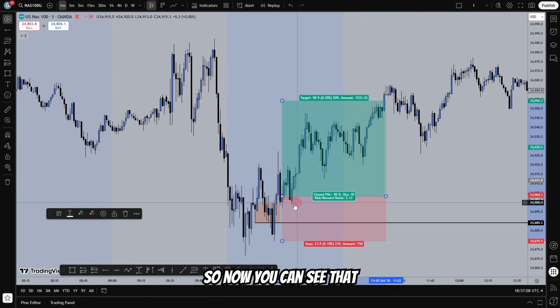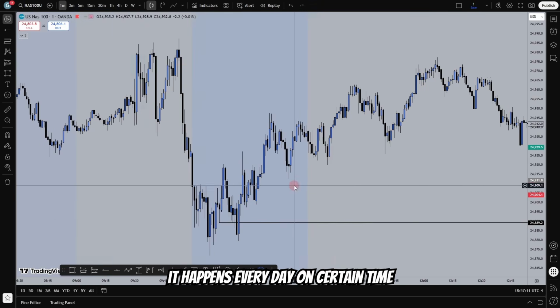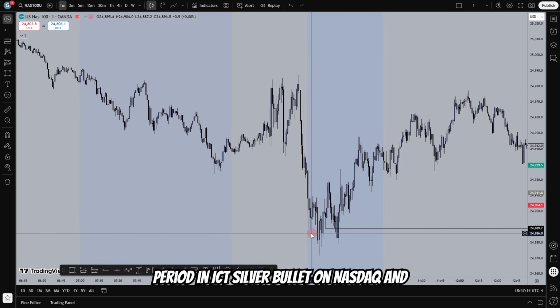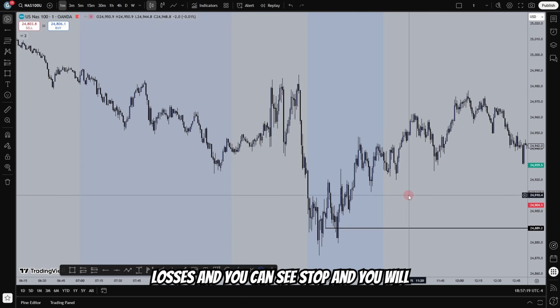So now you can see that it happens every day in certain time periods in the ICT silver bullet on Nasdaq, and you should know where the stop losses are. You will also take losses in the beginning. It's not like you will just start making profit, but slowly, if you stick with this one strategy, eventually you will start making profit from it. You need really good risk management, and the most important thing is psychology, how to manage the trade. You have to focus on your consistency and put down the greed, fear, and everything. That's a different topic, psychology.